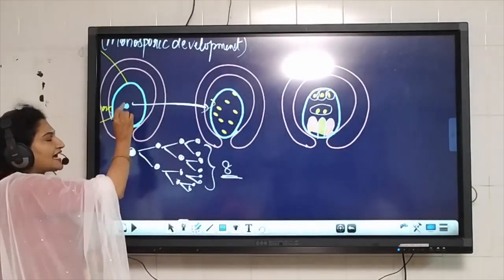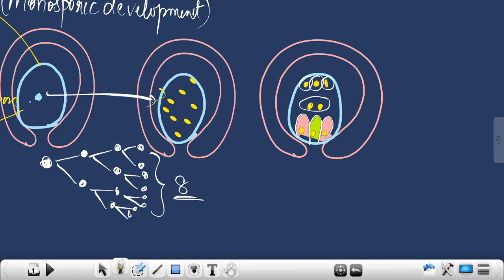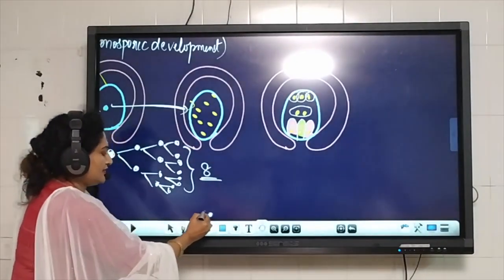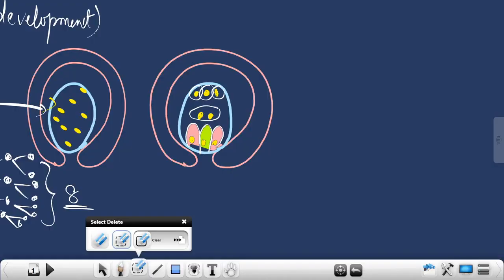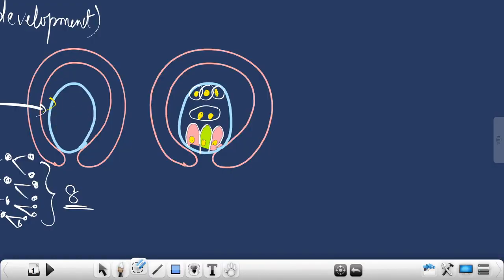So we have an embryo sac with a single nucleus. In the very next diagram we have an embryo sac with 8 nuclei, and look at the arrangement of the nuclei. They are randomly scattered. They are arranged here and there in the embryo sac. Next, in this diagram itself I'll depict the orientation of these 8 nuclei. 3 nuclei go to the micropylar end. 1, 2, 3 go to the micropylar end.